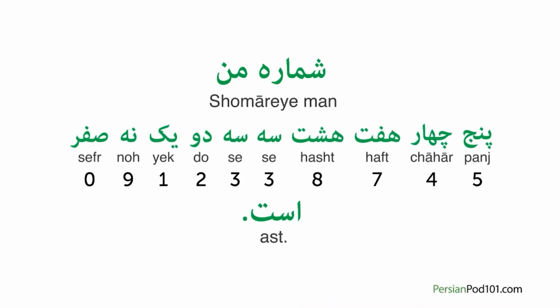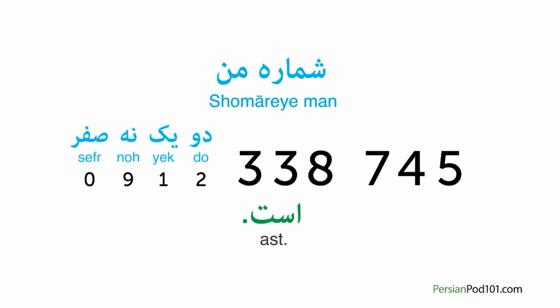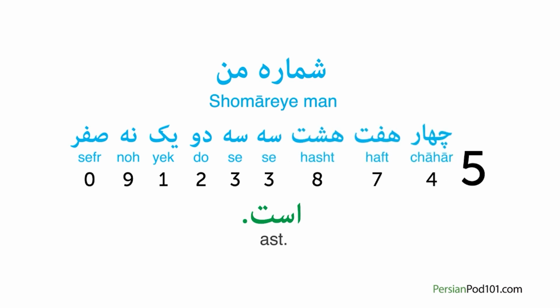Can you read it by yourself? شماره من صفر نه یک دو سه هشت هفت چهار پنج است.